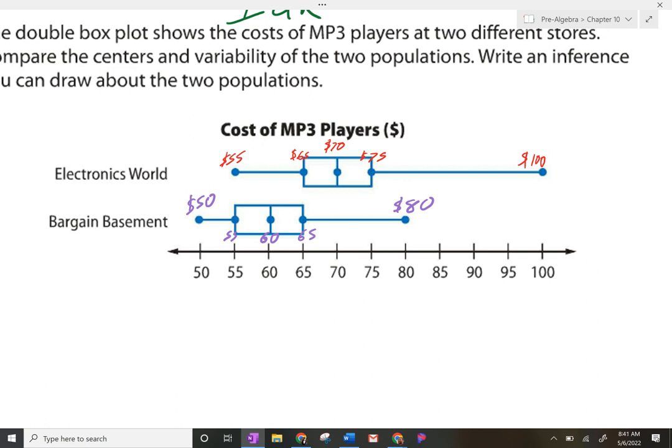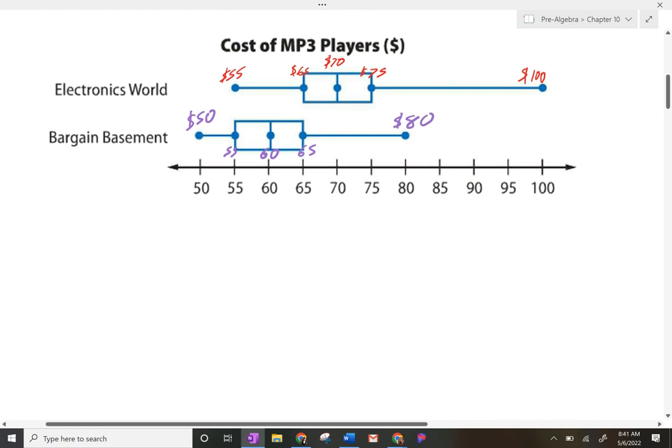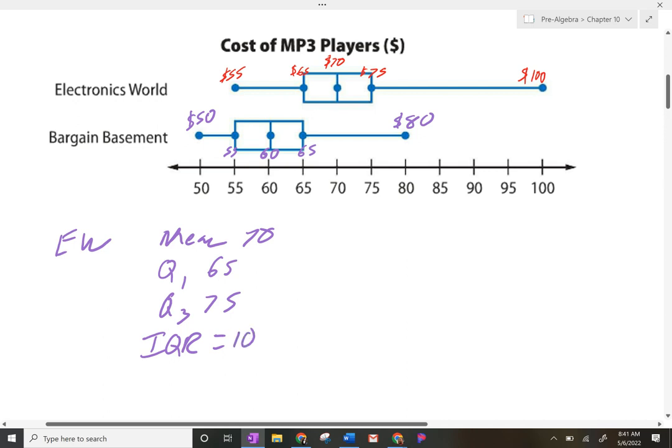That's where these box and whiskers can come from. If they were just to give you the data and say at Electronics World, our mean price is $70. Our quartile 1 is $65. Our quartile 3 is going to be $75. And then my interquartile range is going to be 10.